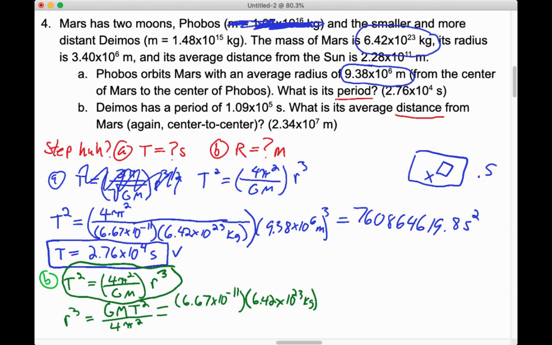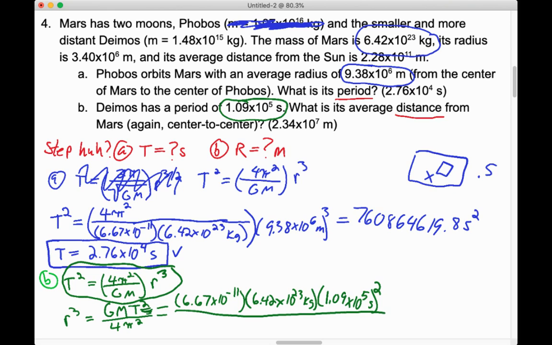And now we need t squared. So what is t? T is the period of Deimos' orbit. So that's going to be this number right here. So 1.09 times 10 to the 5th seconds. And remember, this gets squared. So this is a common place to make the mistake. But yeah, there was a squared over here, so don't forget to square this.